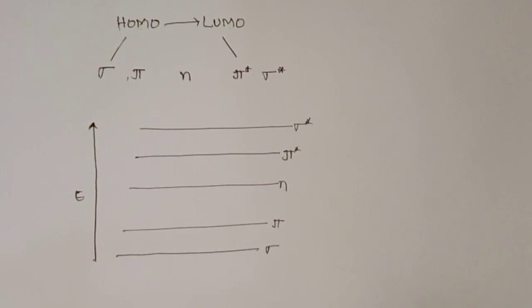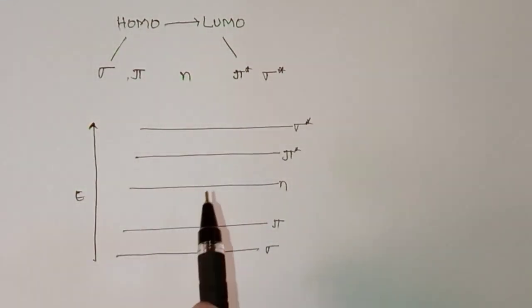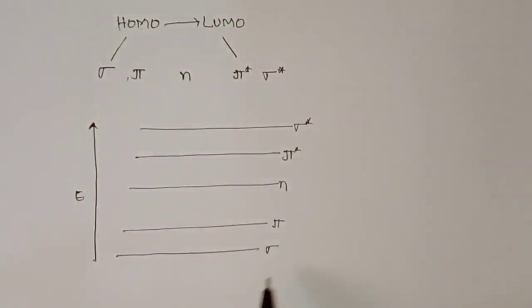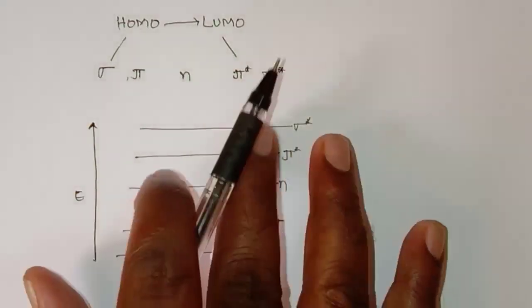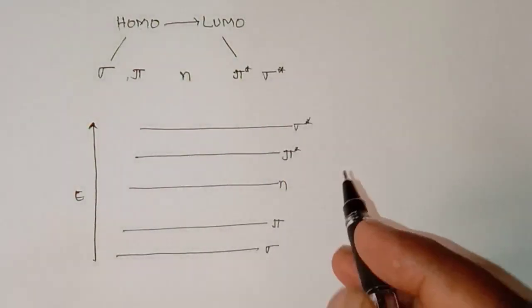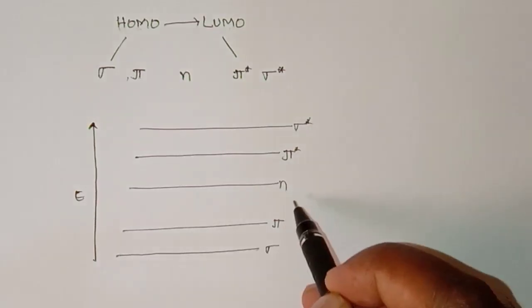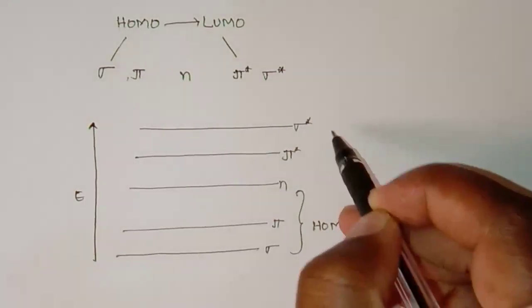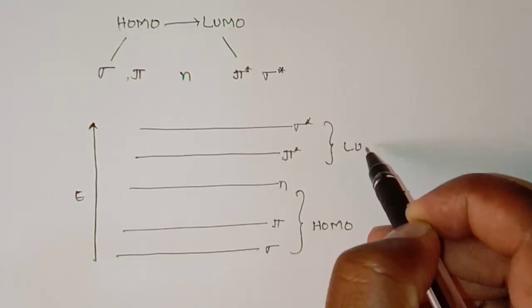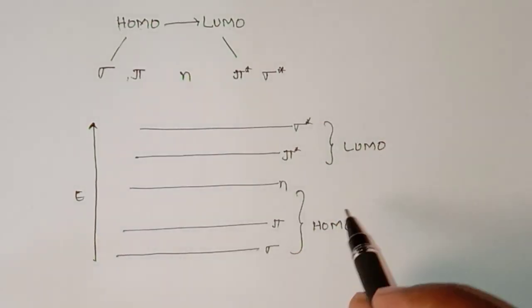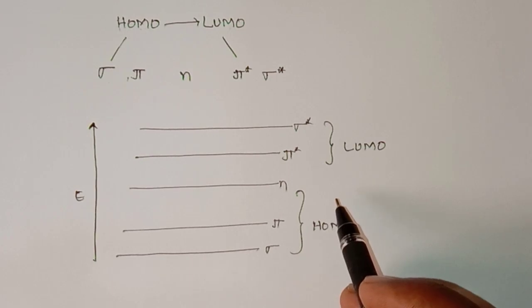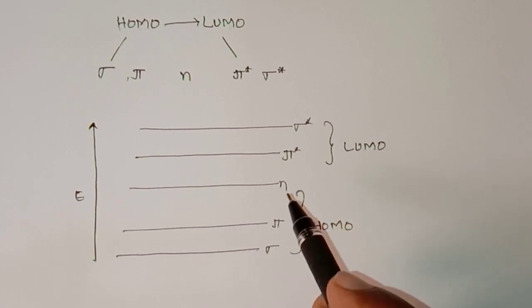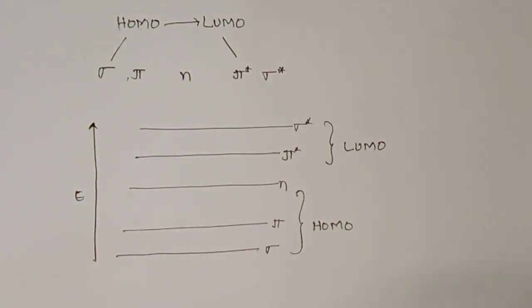So these are the energy orbitals that will be present in a molecule. Strictly speaking, the molecular orbitals that are present in a molecule. These orbitals will be the highest occupied molecular orbital, and these two are the lowest unoccupied molecular orbital. And when the radiation falls on the sample, electronic transition will take place from HOMO to LUMO.